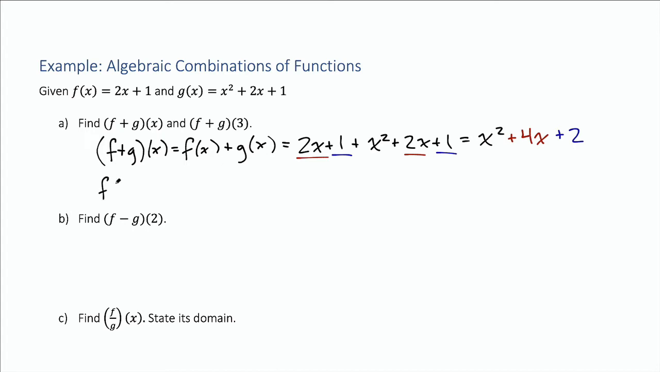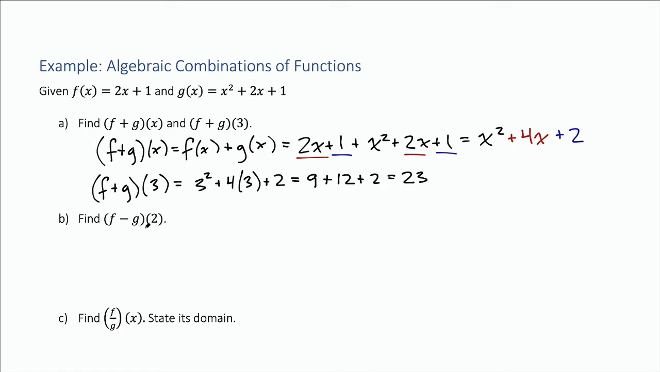And then we can find our f plus g of 3. And we could do that in two ways. We could plug it in both f and g and then add, or we could just plug it into this function here. And I'm going to go ahead and just plug it into this function here. We've got 3 squared plus 4 times 3 plus 2, which is 9 plus 12 plus 2, and that's 23.